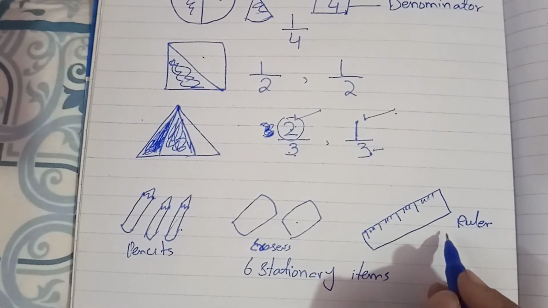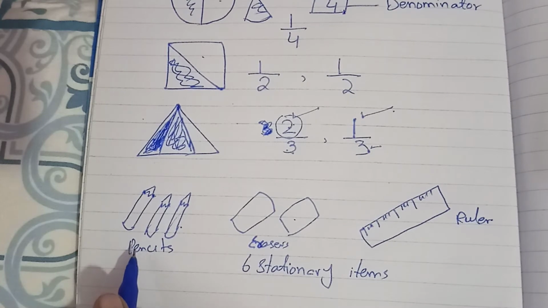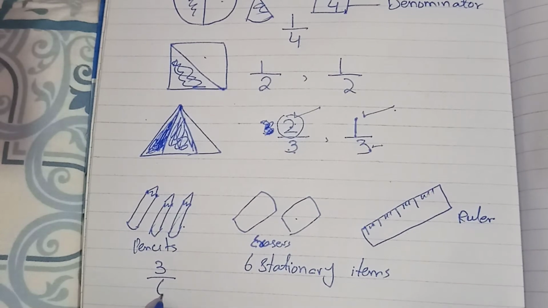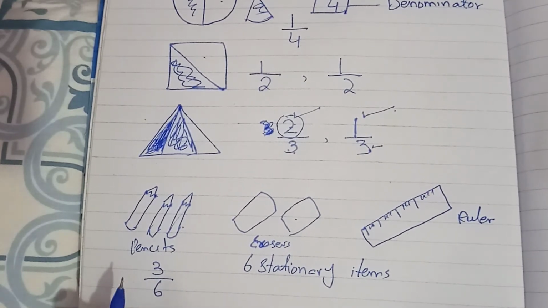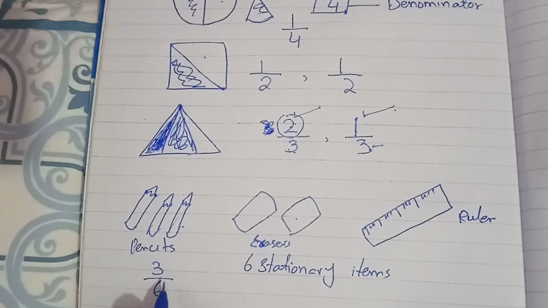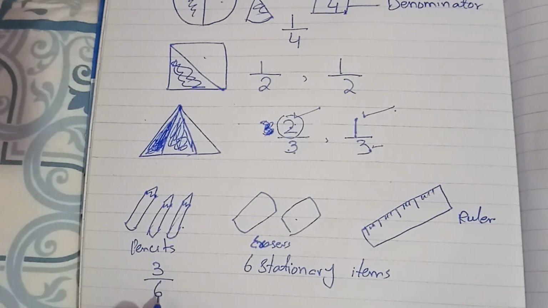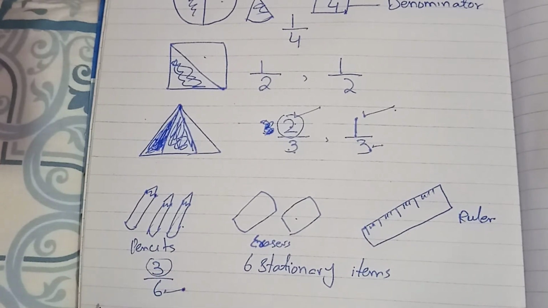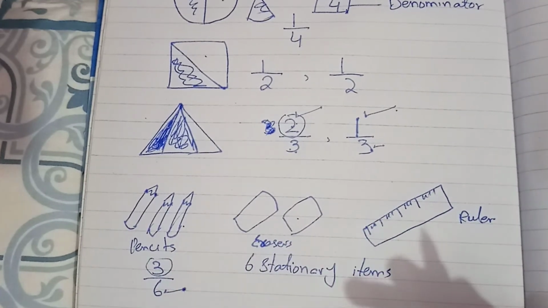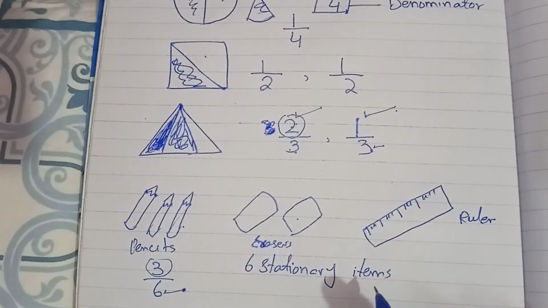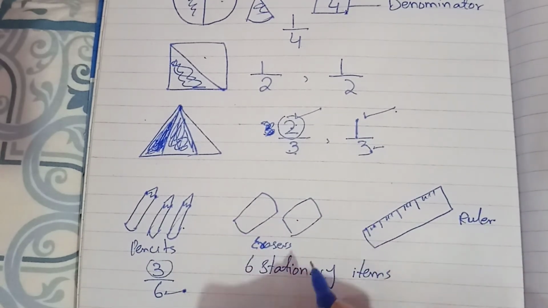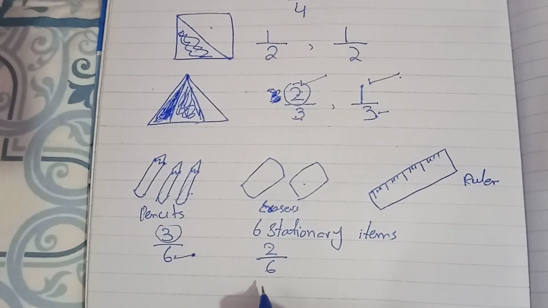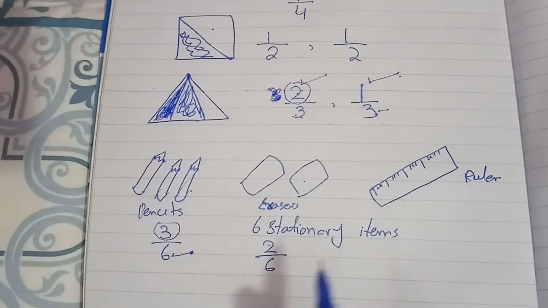How can we show that in a fraction? We can show that in a fraction like 3 upon 6 part of the stationery items are pencils. 3 upon 6 is pencil. Okay, 6 shows the whole stationery items, and 3 shows the total pencils. And how can we show how many erasers in 6 stationery items in a fraction? It means that 2 upon 6 part of the 6 stationery items are erasers.